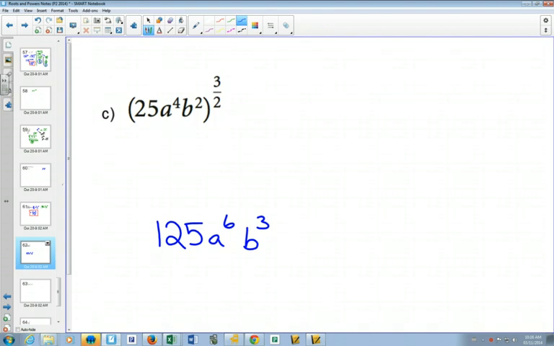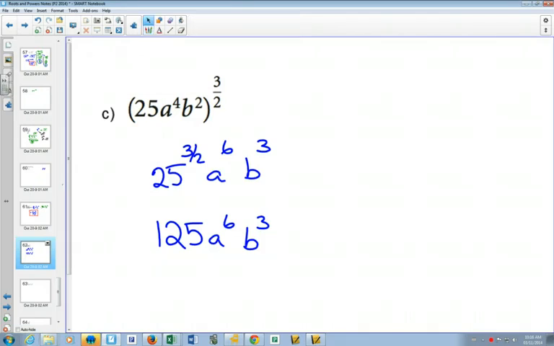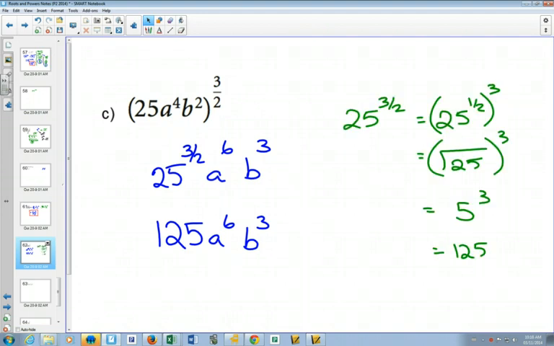Probably most of you had this, right? So how do you change this 25 to the 3 over 2? How do you change that to 125? And if you didn't get the a to the 6 and the b cubed, call me over because I'll come help you with that. Oh yeah, if you want to see how you change the 25 to the 3 halves to 125, I've put it up there.